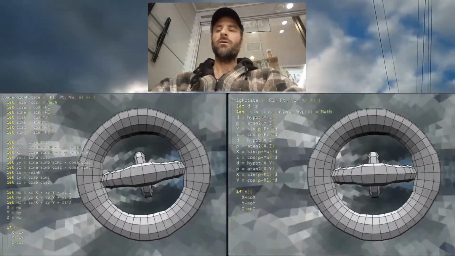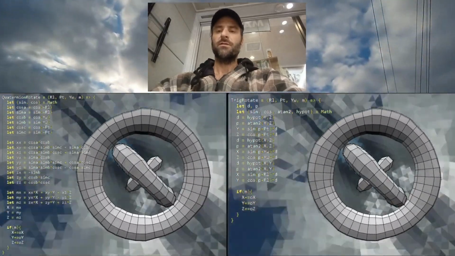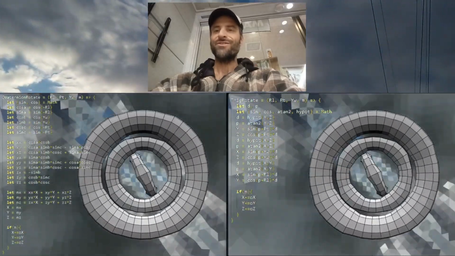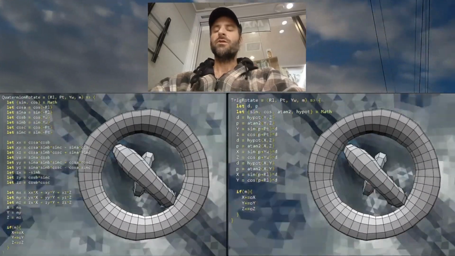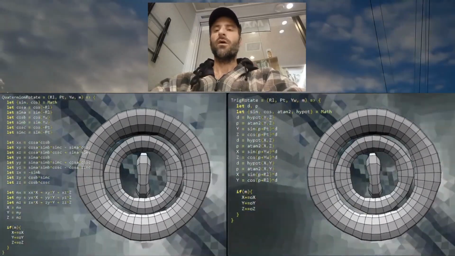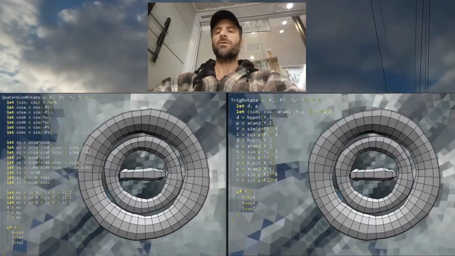The main takeaway here is that with multiple trigonometric rotations, that is, if you combine them or add them together, you can achieve the exact same arbitrary rotation that you get from a single call to a matrix rotation.